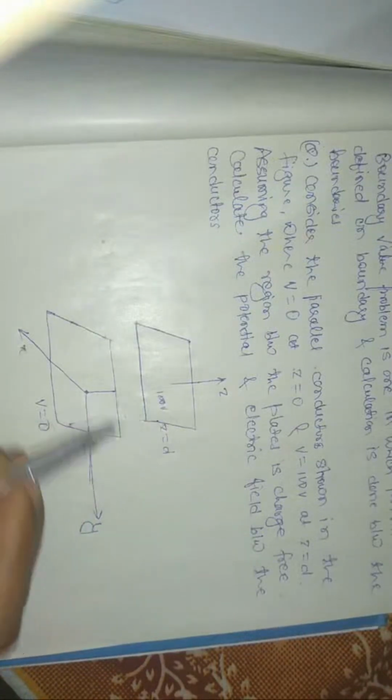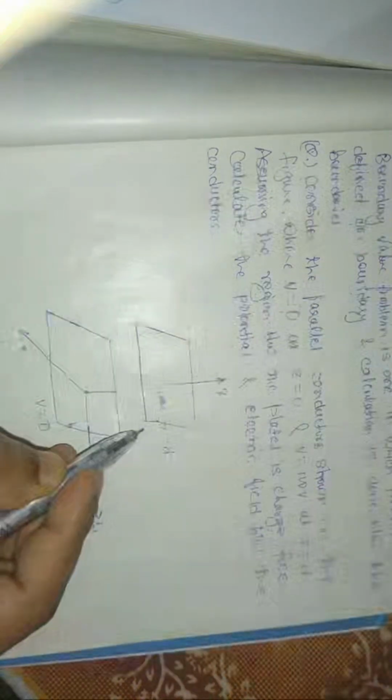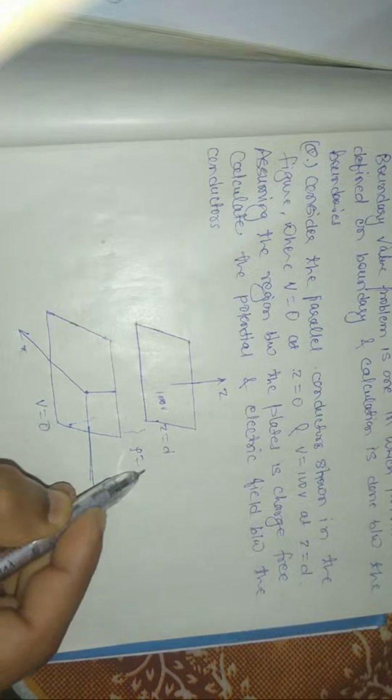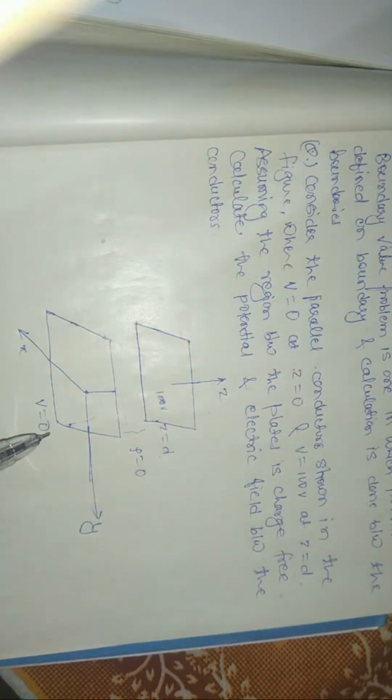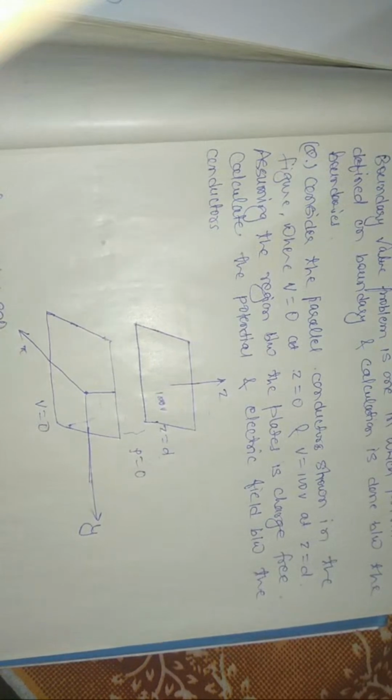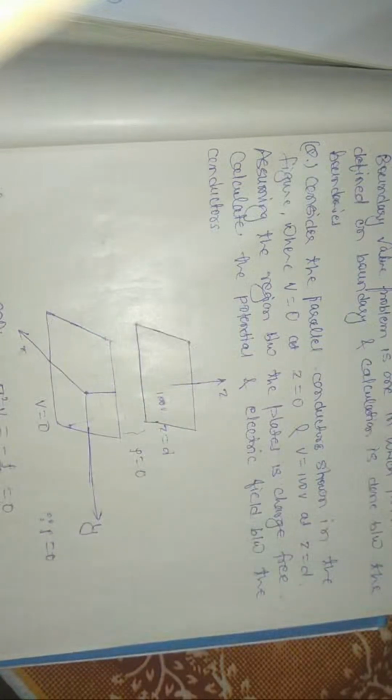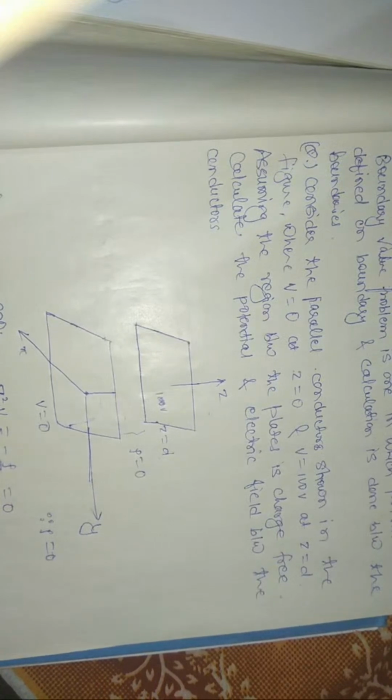Also, this is a charge free region, so rho equal to 0, charge density will be 0. Then we go from the Laplace equation. The Laplace equation says that del squared V equal to minus rho by epsilon naught. Since rho equal to 0, therefore del squared V equal to 0. This del squared V is defined in this case in 3D. The 3D Laplace equation.